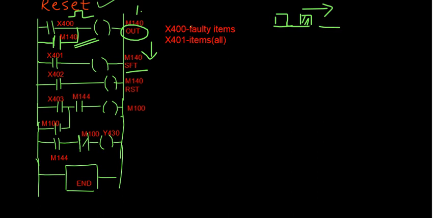Since that output is connected to M140, which is shifting, a 4-bit shift register, whatever the initial one was here now gets shifted here, and next it gets shifted here. Whether the next one will be 0 or 1 depends upon whether your X400 is activated or not, depending upon whether it is a faulty item or healthy item. So accordingly it gets shifted here.